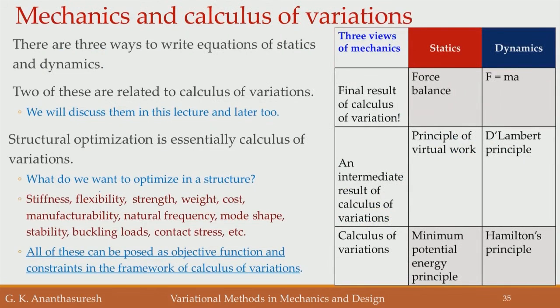So, now to summarize one more time, we have force balance and Newton's second law, we have the principle of virtual work, and we have not discussed this D'Alembert principle in the framework of calculus of variations. This is an intermediate result which we will see later. And we discussed the static case, minimum potential principle, and then Hamilton's principle, which says we have to extremize what is called an action integral, which is the integral from T1 to T2 of L dt, where L is kinetic energy minus potential energy, and is called the Lagrangian.